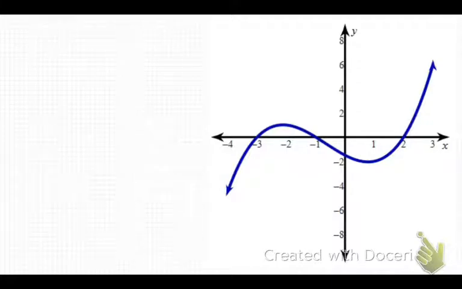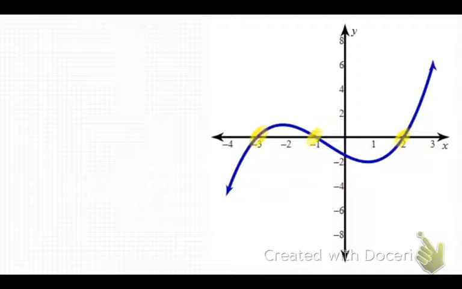Okay, where does it intersect the x-axis? At -3, 0. Where else? -1, 0. And 2, 0. So maybe my fourth intersection would be a y-intercept, but we're not worrying about those right now. We'll talk about those some more in the following weeks. But how many x-intercepts do I have? I have 3 x-intercepts.